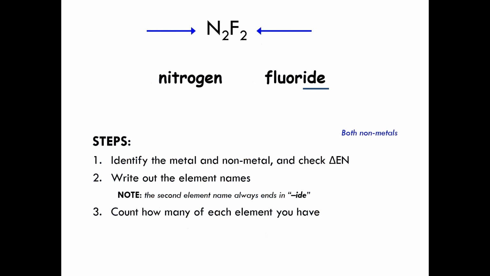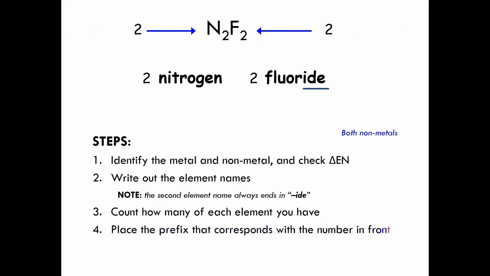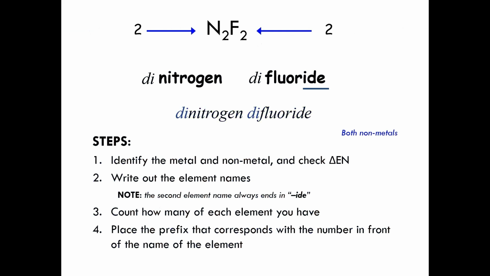Third, count how many of each element you have. So I know I have 2 nitrogen and 2 fluorine. The last step, place the prefix that corresponds with the number in front of the name of each element. I know that 2 in Greek prefixes is di. And so at the start of each one of these elements, I'm going to place di. Dinitrogen, difluoride.